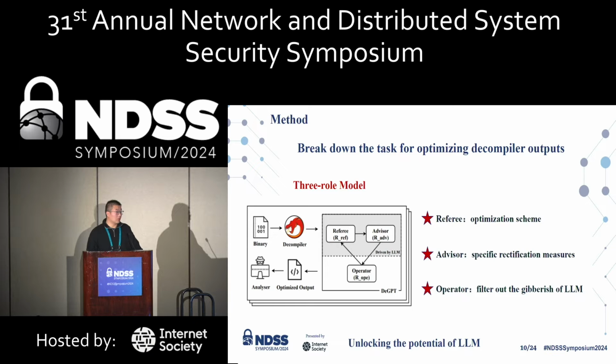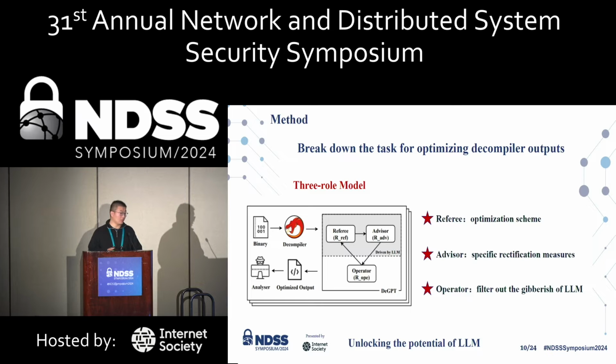And in general, our framework, DeGPT, is a middleware between the decompiler and the reverse engineers. As you can see, the referee will accept a decompiler output from a decompiler. Then it will ask the large language model for an optimization scheme. Then the advisor will accept the optimization scheme from the referee and ask the large language model for specific rectification methods. The first two roles are based on large language models, and the third role, which is called the operator, will use a program analysis way to filter out the gibberish of large language models.